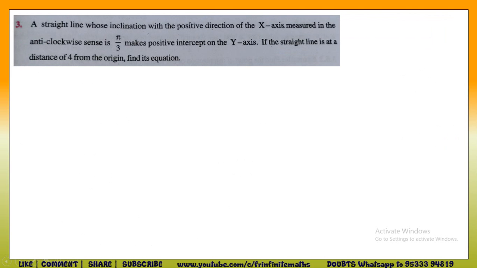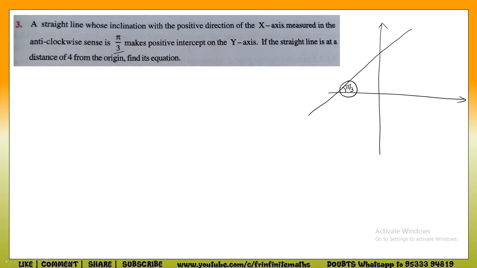So a straight line whose inclination with the positive direction of x-axis measured in the anti-clockwise sense is pi by 3 makes a positive intercept on y-axis. That means you can easily understand the figure. So this is nothing but my x-axis and this is my y-axis. And what is it saying? It is making pi by 3 angle. So pi by 3 angle means the line will look like this. So this is nothing but my pi by 3. He has given the inclination here.